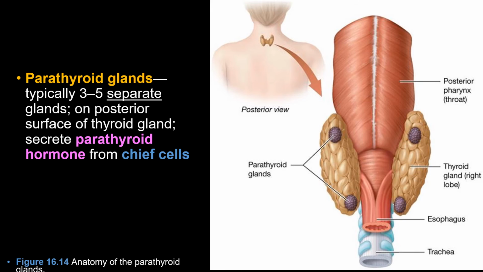Now, the parathyroid glands are very small glands that are embedded in the posterior surface of the thyroid gland itself. Typically, there can be between 3 and 5, with 4 being the most common. That bilateral symmetry thing. We really want 2 on one side and 2 on the other. The hormone-secreting cells of the parathyroid gland, commonly known as chief cells, are going to produce a hormone called parathyroid hormone.